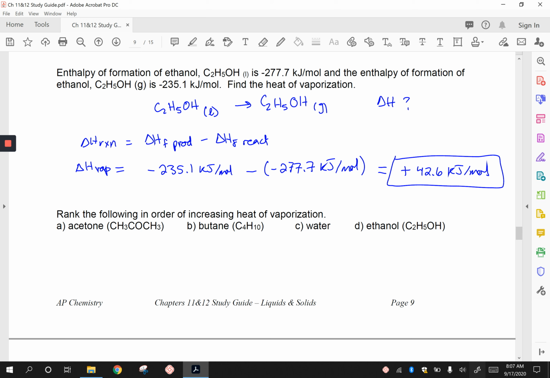So acetone, you have a carbon with a double bond O, and then there's a CH3 here, and another CH3 there. I've got two pairs of lone pairs here. Butane, a bunch of 4 carbons, and then you have a bunch of hydrogens.